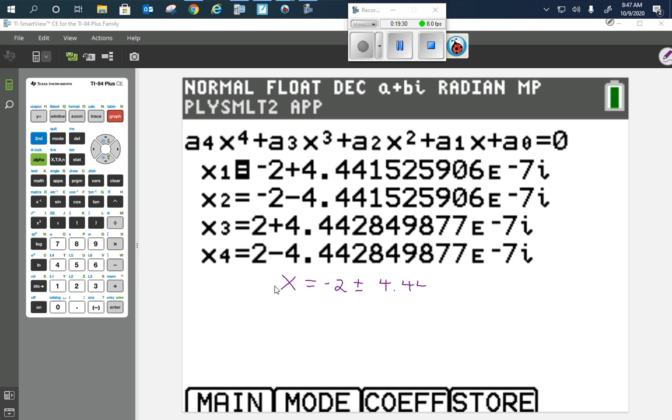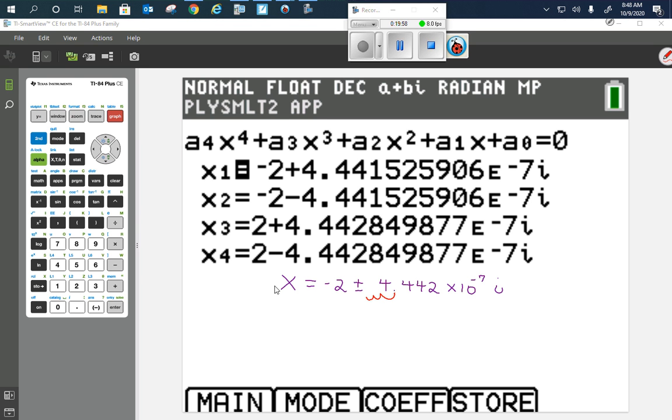Okay, I agree. 4.442 times 10 to the negative 7th times that. So just so you understand the format, that's what it's telling you. If you take your decimal place here and you move it 7 places this way, you're looking at 0.000004. What is that really close to?